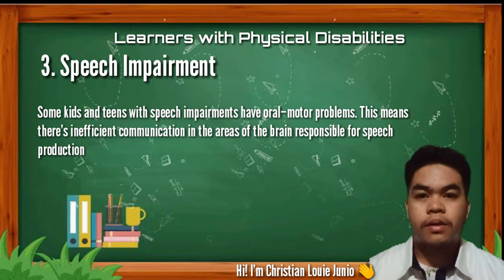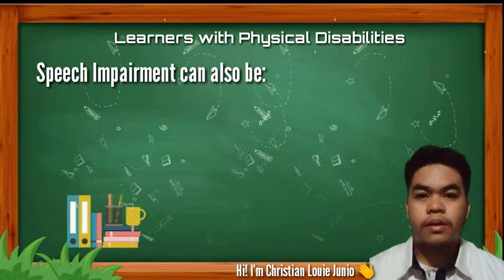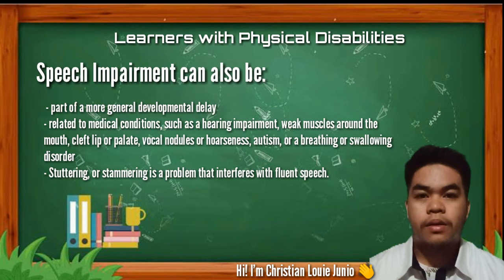Some kids and teens with speech impairments have oral motor problems. This means there's inefficient communication in the areas of the brain responsible for speech production. Speech impairments also can be part of a more general developmental delay related to medical conditions such as hearing impairment, weak muscles around the mouth, cleft lip or palate, vocal nodules or hoarseness, autism, or breathing or swallowing disorders.